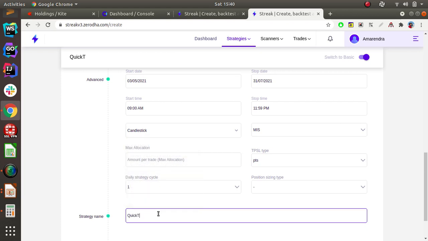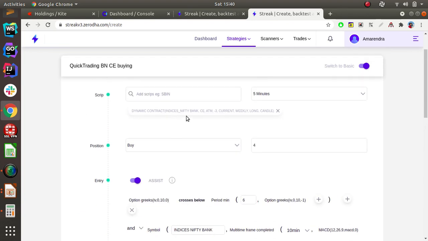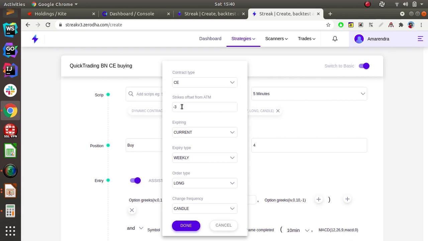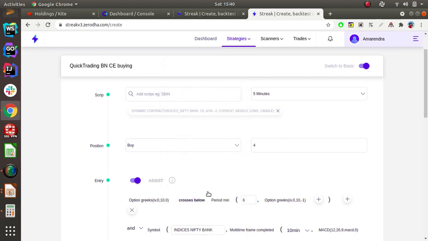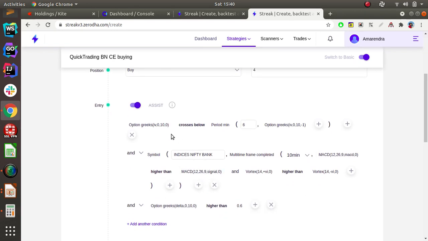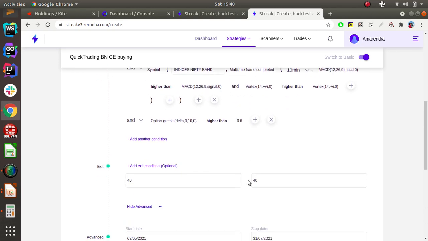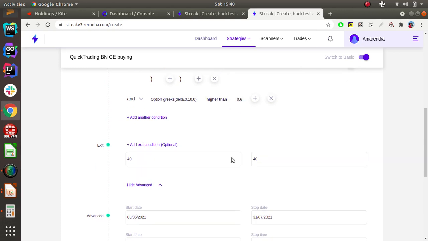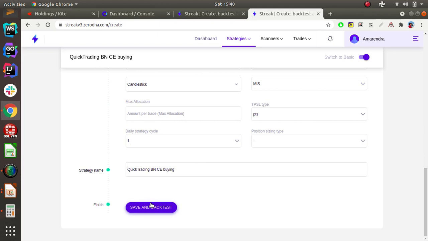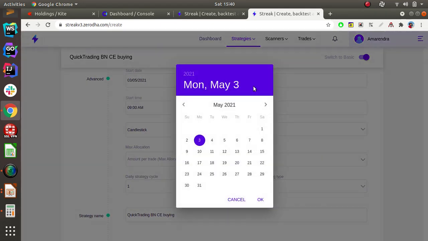Quick Trading Bank Nifty CE buying. For PE, you need to change CE to PE, and the offset will be 3 for the in the money PE side, and the rest will be the same. You need to change the higher than to lower than, and the delta will be negative for PE, positive for CE. Hope you know this. Okay, let us backtest for this month, because anyway contracts will be available only for this month.